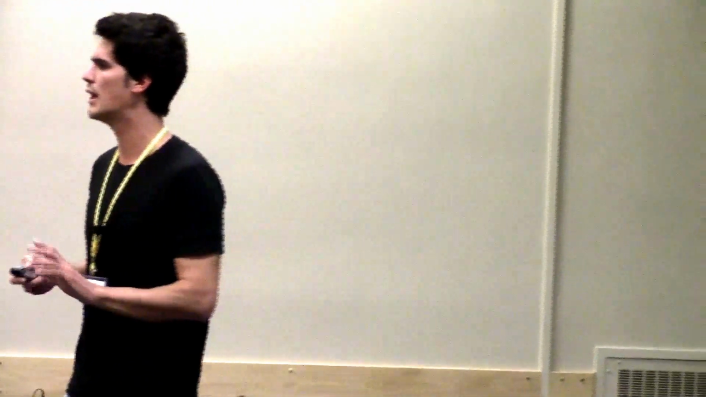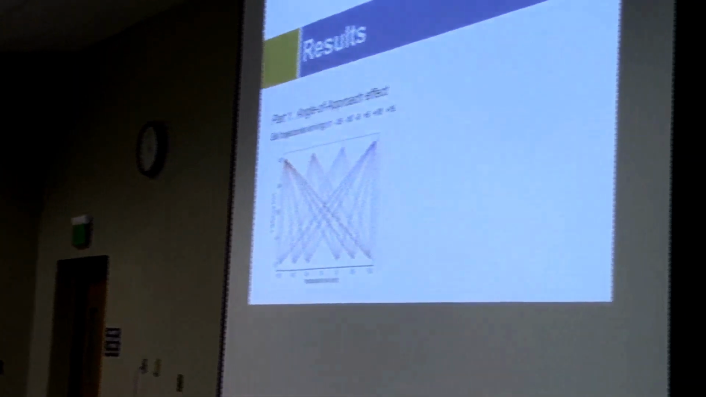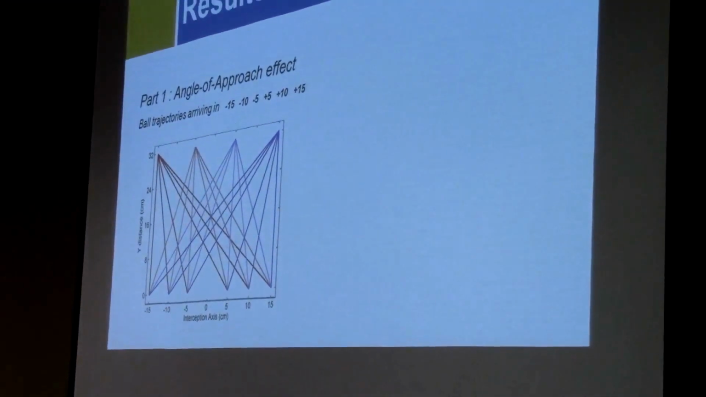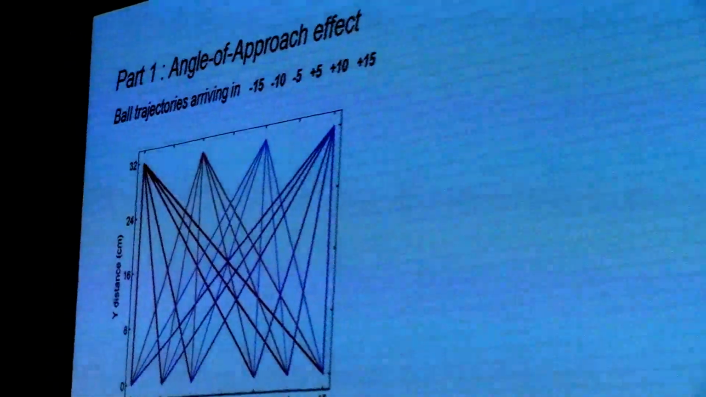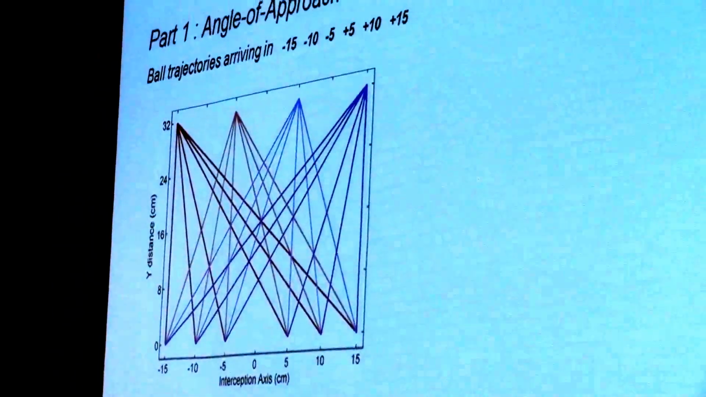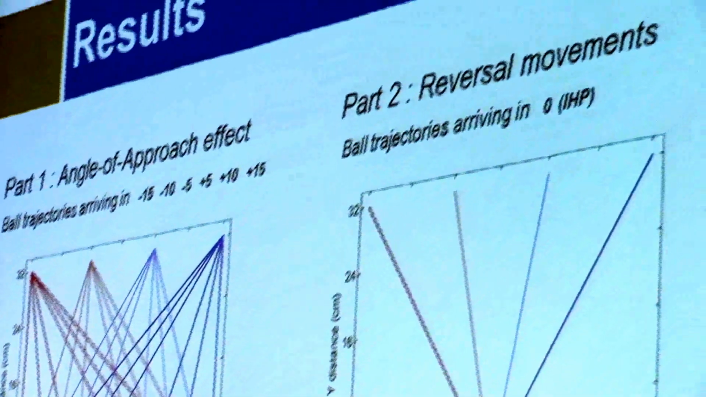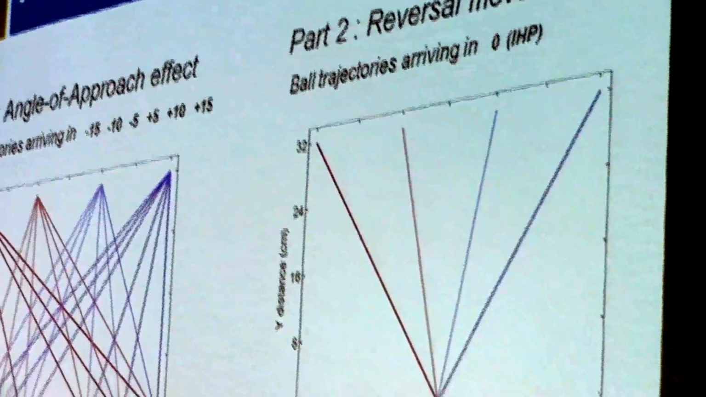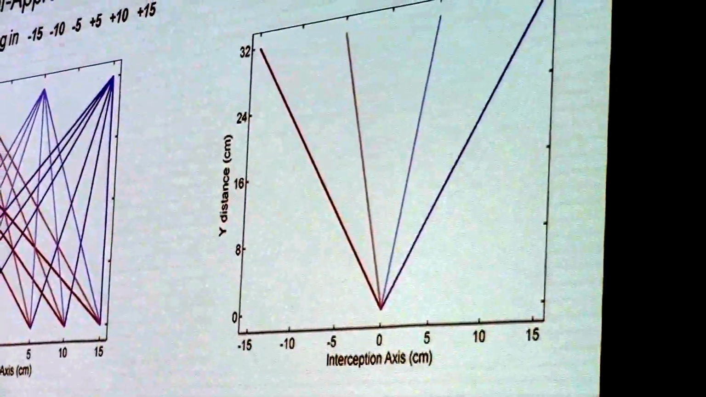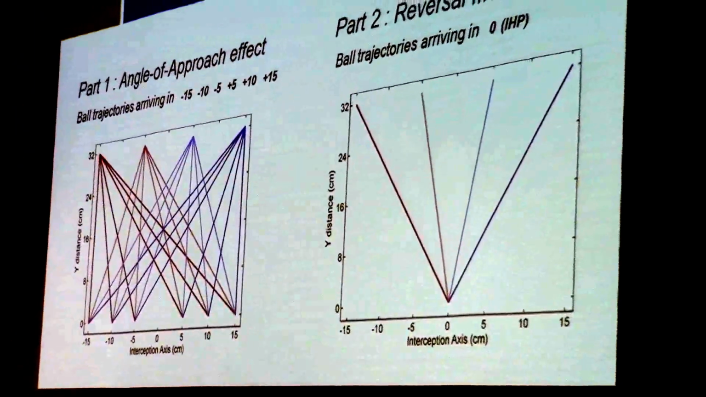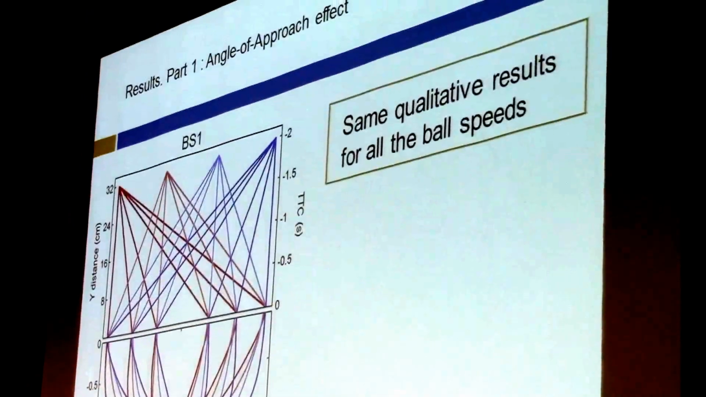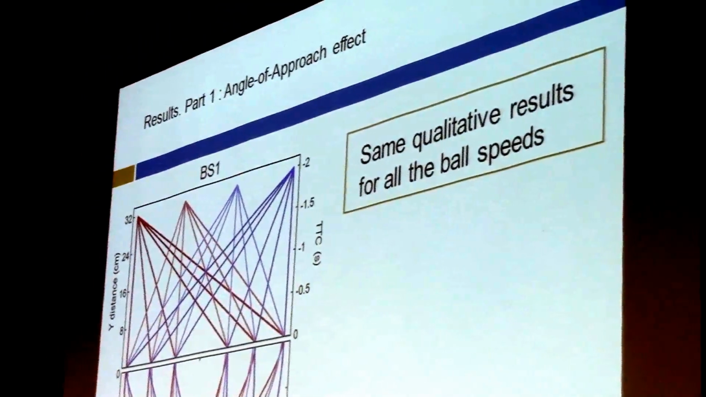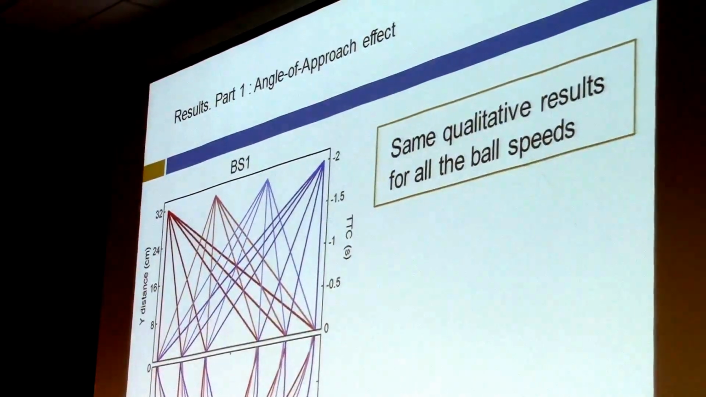About the results, I will present them in 2 parts. The first part is about the angle of approach effect. It concerns trajectories not arriving at the 0 point, because the 0 point corresponded to the initial hand position of the participants. And the second part will be about the reversal movements: the 4 trajectories starting from 4 different ball departure positions but converging to the 0 point, the initial hand position. First of all, I will present the results for ball speed 1, but we observe the same qualitative results for all the ball speeds.